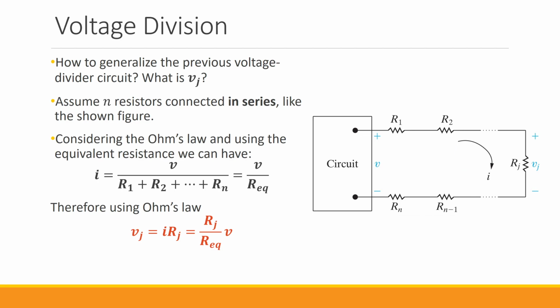So considering Ohm's law and using the equivalent resistance, we can have I, the current that goes through all these resistors, equal to the voltage across these two terminals divided by R1 plus R2 all the way to Rn. This denominator is the equivalent resistance of all these resistors in series. So I simply is the voltage divided by the equivalent resistance. Now, since we know the current that goes through these individual resistors, we can easily use Ohm's law to find the voltage across each one individually. So Vj, the voltage across resistor Rj, equals the current multiplied by Rj, or Rj divided by the equivalent resistance multiplied by the voltage across these two terminals.